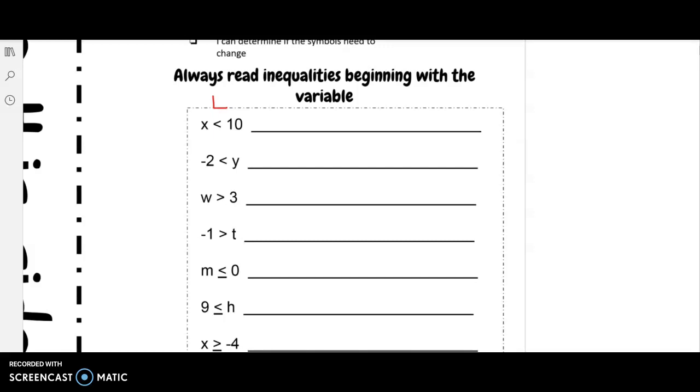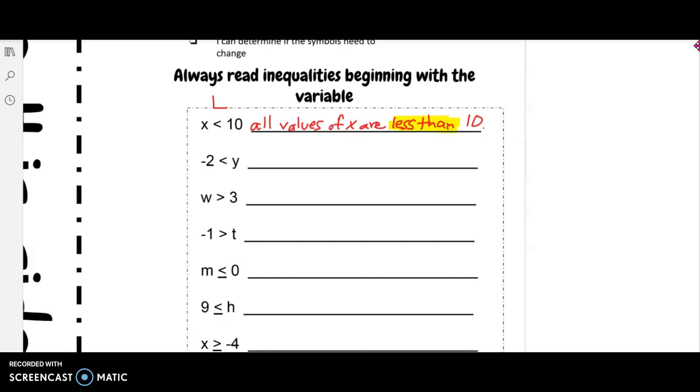So all values of x are less than 10. And so I'm going to highlight the word less than so that I remember which symbol it is. Okay.